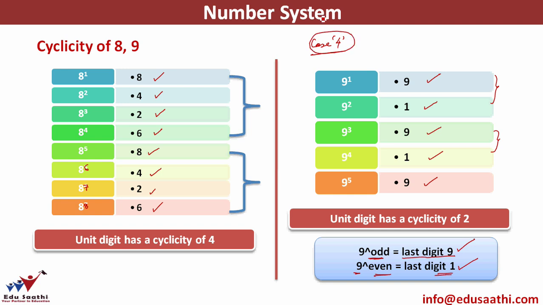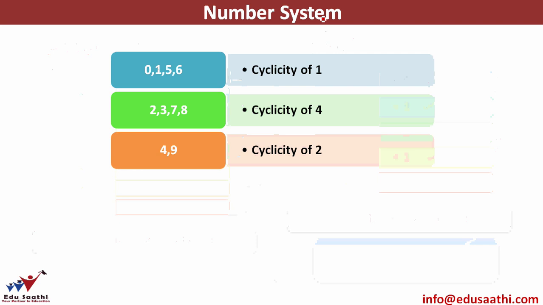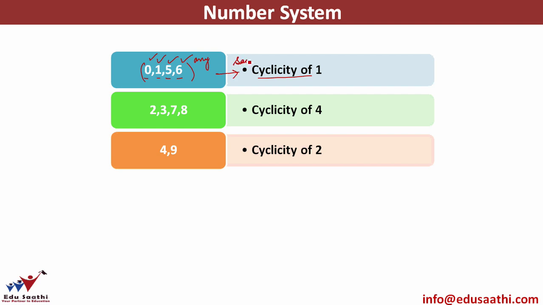So let's move ahead and look at the cyclicity combined for all the numbers. If the last digit is 0, 1, 5 or 6, for all of these unit digits the cyclicity is 1. That means if the last digit of any number is 0, 1, 5 or 6, raised to power anything would always end up in the same unit digit. So if a number ends with 5, it will always end with 5. If a number ends with 6, raised to any power, it will always end up in 6.